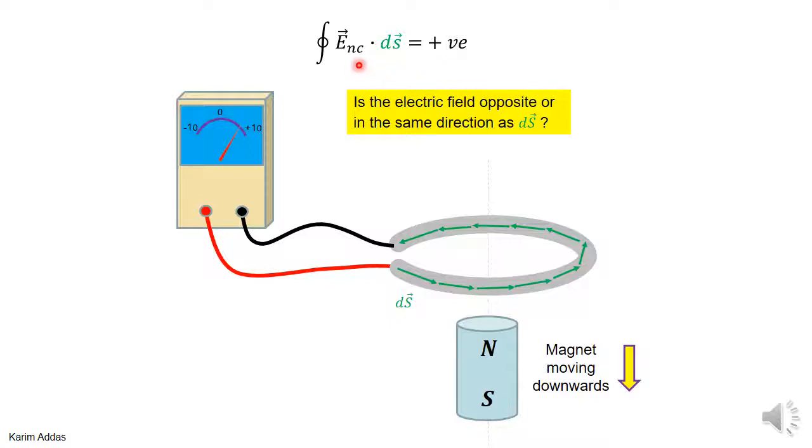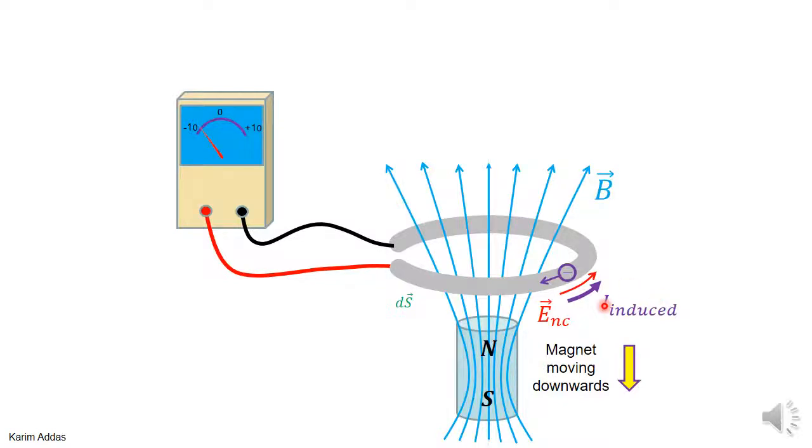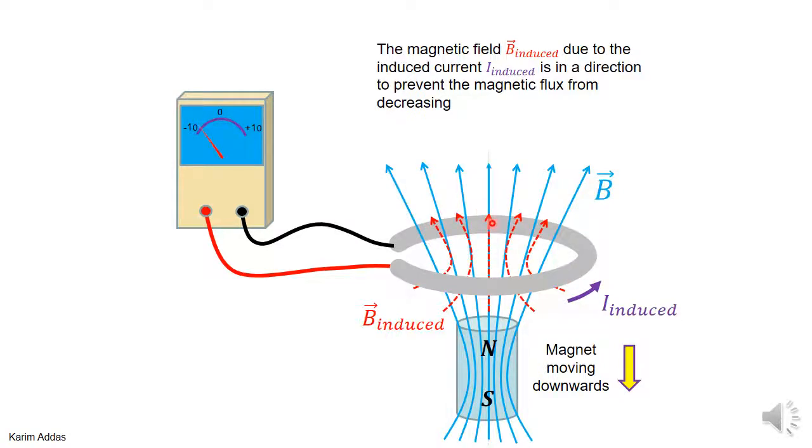So that means that E·ds is positive in this case. So that means, is E in the direction of ds or opposite ds? It means E is in the direction of ds. So that means the current is in this direction instead. And so that means that the magnetic field produced by this induced current is going to be actually the same direction as the original magnetic field.